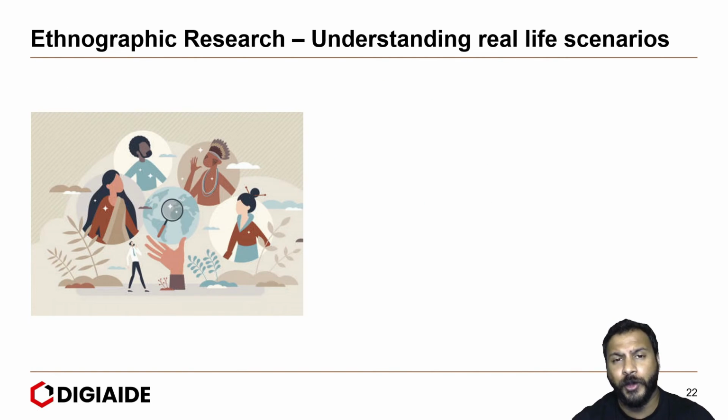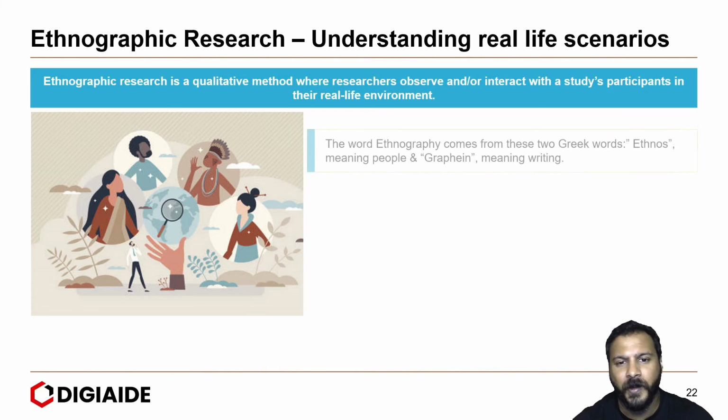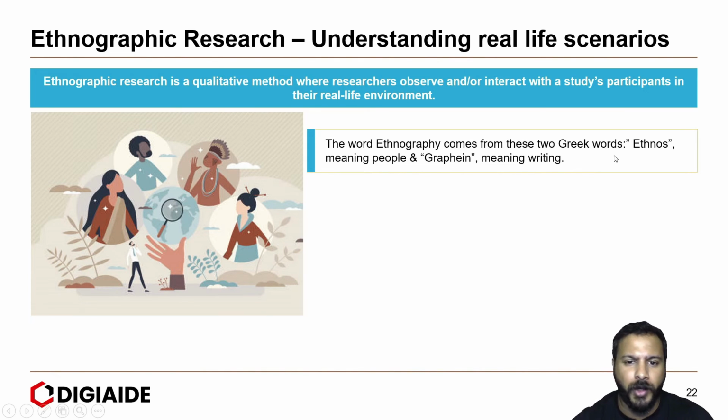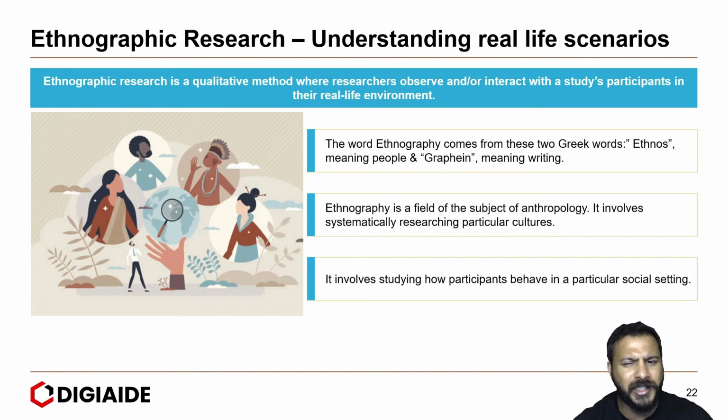Next, let's look at ethnographic research, where there is understanding of real-life scenarios. Ethnographic research is a qualitative method where researchers observe and interact with the study's participants in their real-life environment to get the correct data. The word ethnography comes from the two Greek words, ethnos meaning people and graphia meaning writing. Ethnography is a field of the subject of anthropology. It involves systematically researching particular cultures. It involves studying how participants actually behave in a particular social setting.